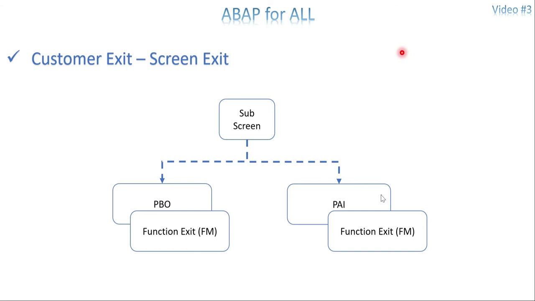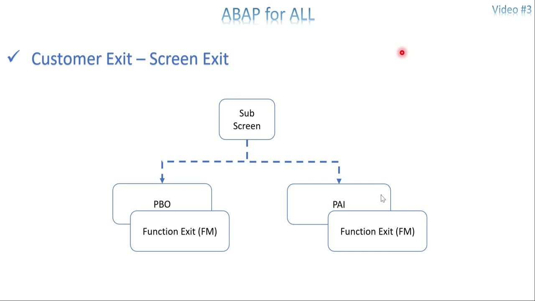This is very important, you have to understand this. This is the base design of screen exit: subscreen, table update, and find the function exit. Suppose you want to add a PBO, find one function module exit. If you want to write code in a PAI, then you have to find another function module which acts as a PAI.